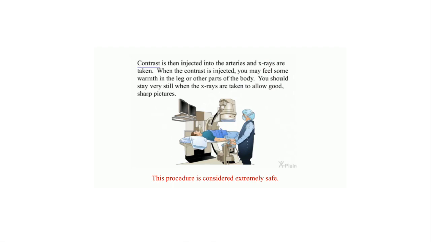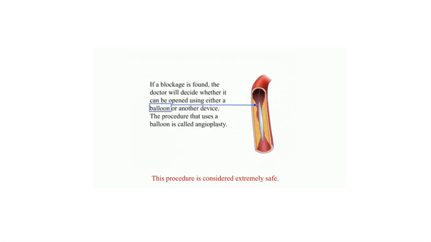Contrast is then injected into the arteries and X-rays are taken. When the contrast is injected, you may feel some warmth in the leg or other parts of the body. You should stay very still when the X-rays are taken to allow good, sharp pictures. If a blockage is found, the doctor will decide whether it can be opened using either a balloon or another device. The procedure that uses a balloon is called angioplasty.